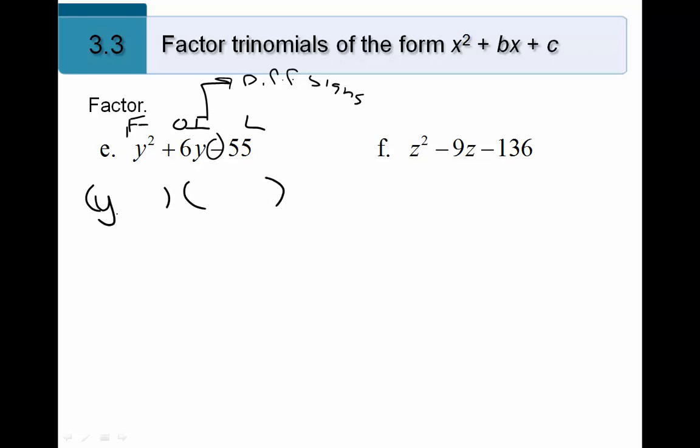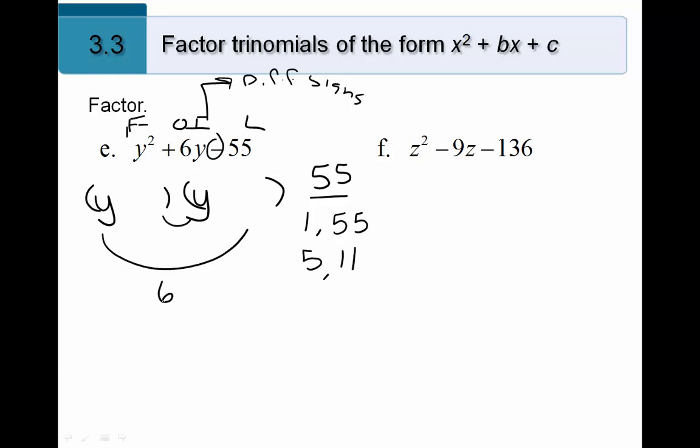Y multiplied by y is y squared. My factors of 55 are 1 and 55, and 5 and 11. My signs are different. It needs to add up to 6. And 11 minus 5 is 6. So when your signs are different, you're actually subtracting just to add up to that middle number. I hope you're catching on to that.